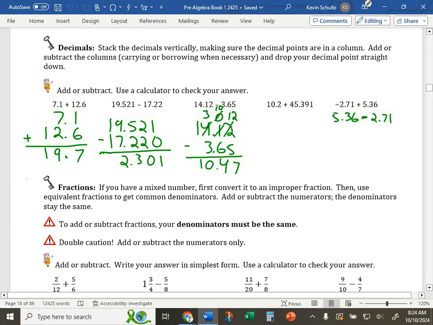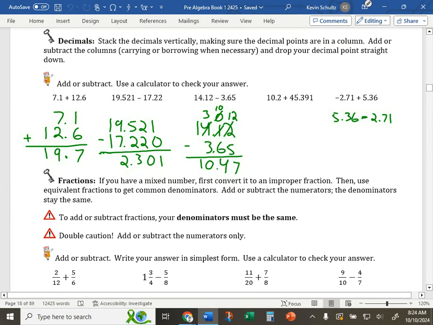Just another way to explain that phenomenon of subtracting a negative value. So, anyway, your homework is to finish the integer section, finish the decimal section, and we'll save fractions for Monday because they deserve a day all to themselves.